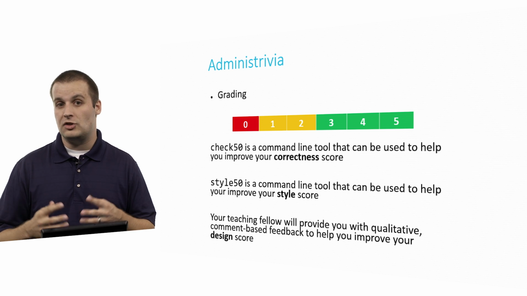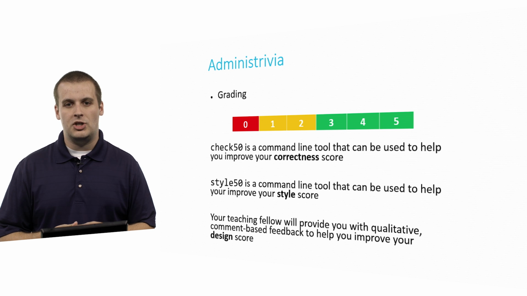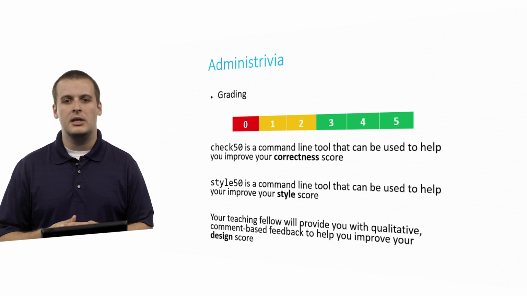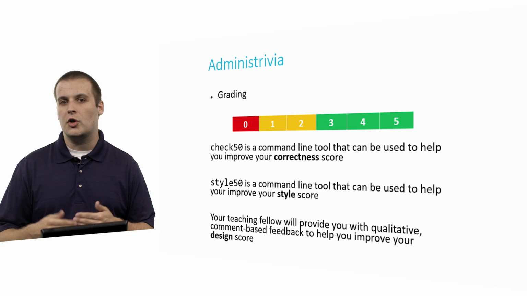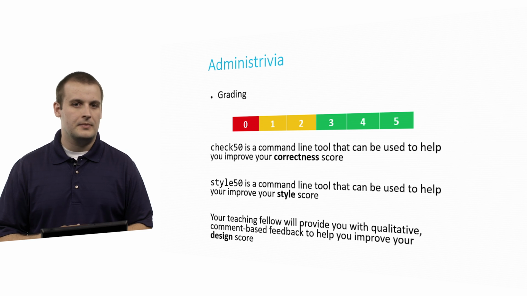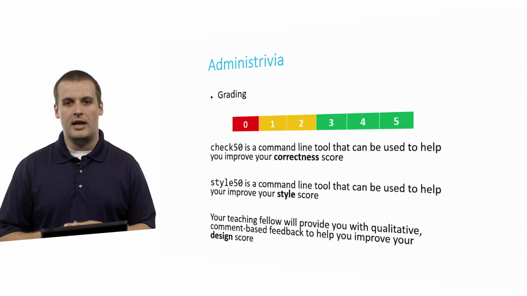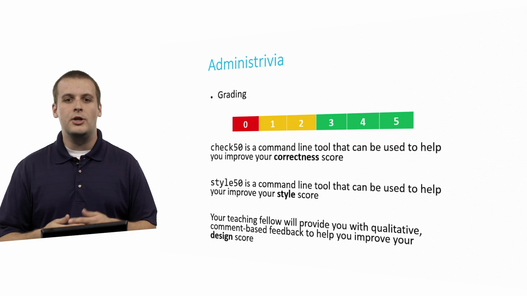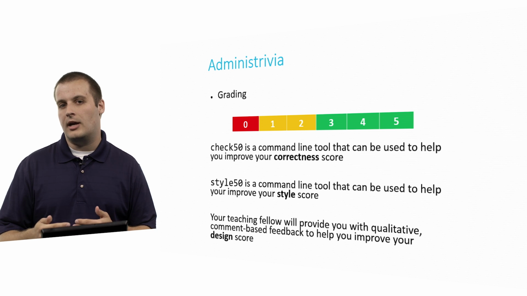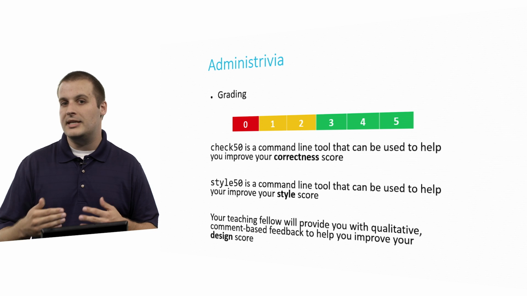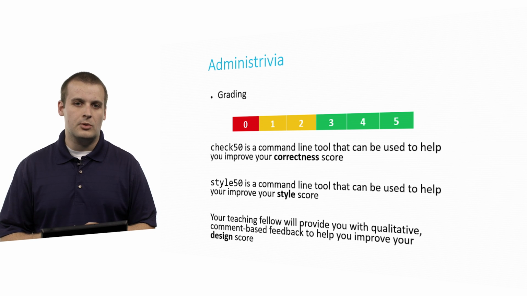Now, we also have some tools available for you to help bring up your score in some of these areas. So we have Check 50. Each problem set specification will include a reference to how to use Check 50 for that particular problem. And you can use Check 50 to help you improve your correctness score by finding out which test cases your program might not be passing. We also have Style 50, which is another command line tool. You are also taught how to use it as part of each problem set specification. And you can use Style 50 to get guidance on how to improve your program's style to make it cleaner, easier to read, and hopefully boost your style score.